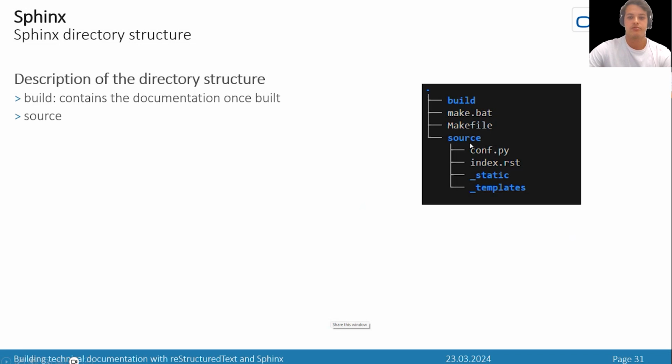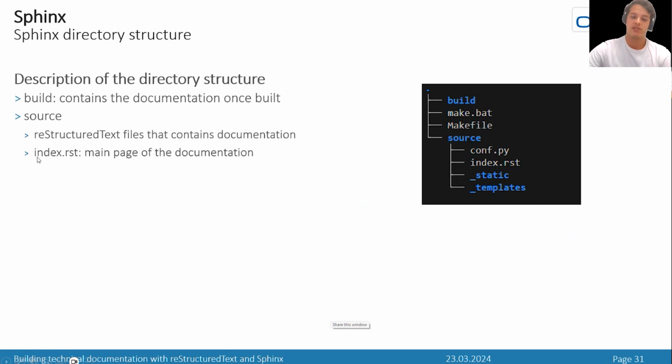Then we have the source directory. In this directory, we have to put the different RST files that contain the documentation. It's mandatory to have the index.rst, which I mentioned in the previous slides, because it's the main page. And then we can add more files to describe anything. Then we have the conf.py file. This is a Python configuration file, which is used by Sphinx to provide its different parameters.